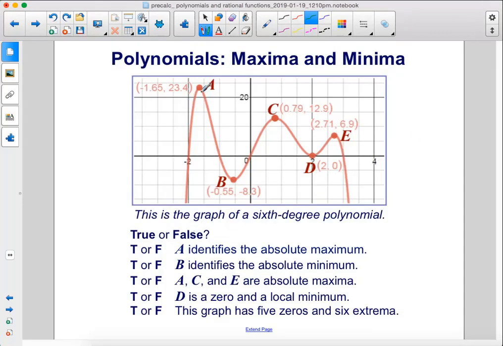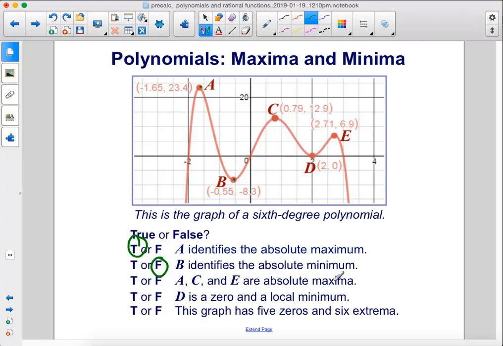True or false? A identifies the absolute maximum. This is true. This is the highest point on the entire graph. B identifies the absolute minimum. No, this is false because there are points to the left and right that are lower than B. So this is a local minimum.